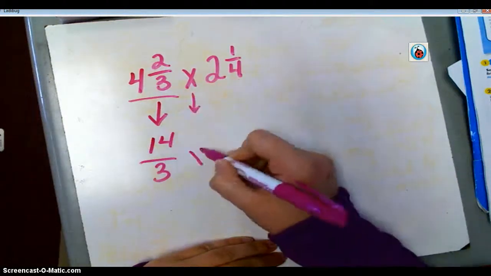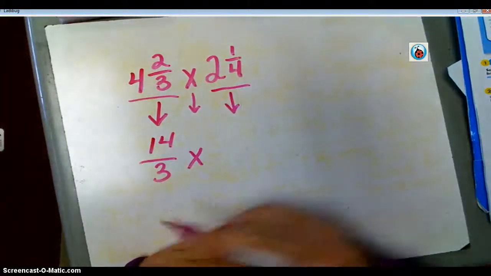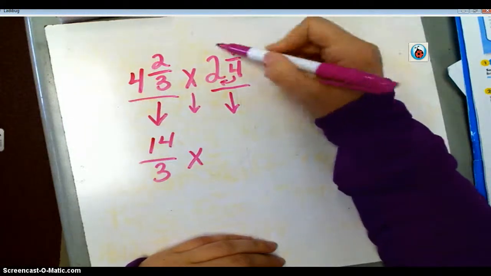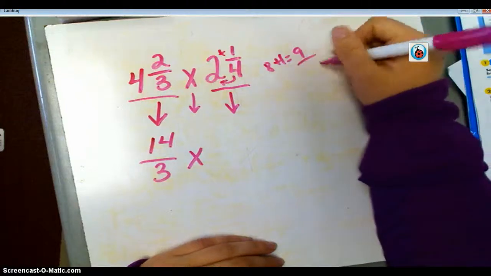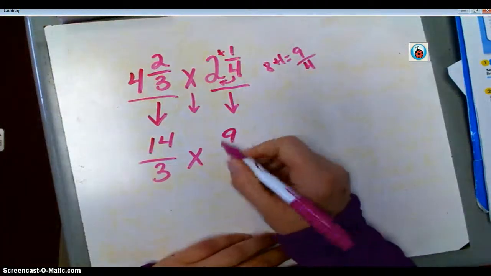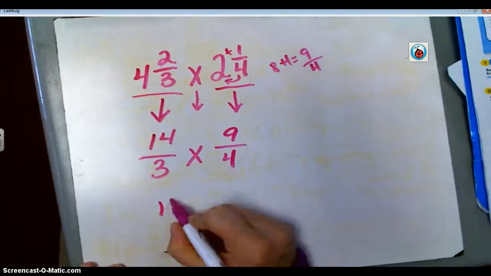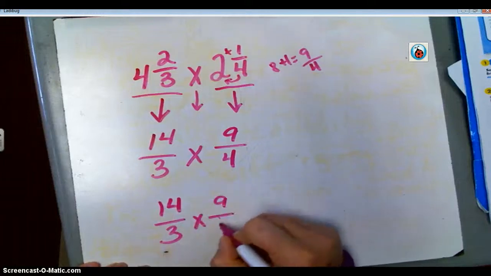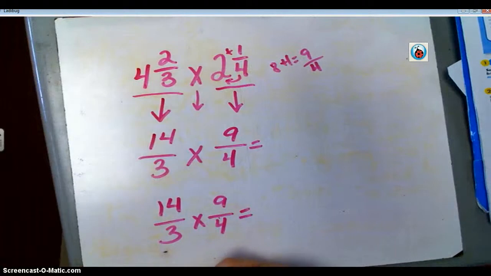Bring that down. Still multiplying. Let's change 2 and 1/4. 4 times 2 equals 8, plus my 1 equals 9. My denominator remains the same. So I now have 9 over 4. Now I'm going to write this twice for those that want to see how to simplify on the way. And we're going to do the regular way first though.